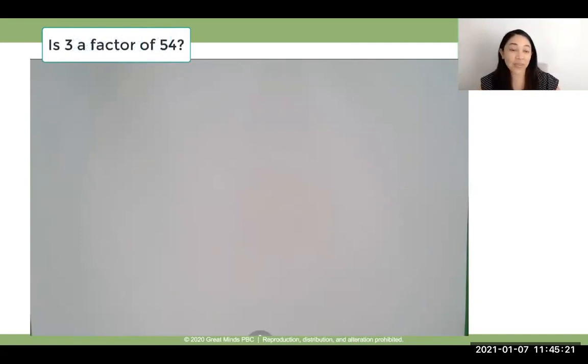How can we find if 3 is a factor of 54? One way we could do it is if we divide 54 by 3. What if we get a remainder? If there is a remainder, that means that 3 is not a factor of 54. Go ahead and pause the video here to determine if 3 is a factor of 54. You'll do this by dividing. We'll compare our work when you get back.